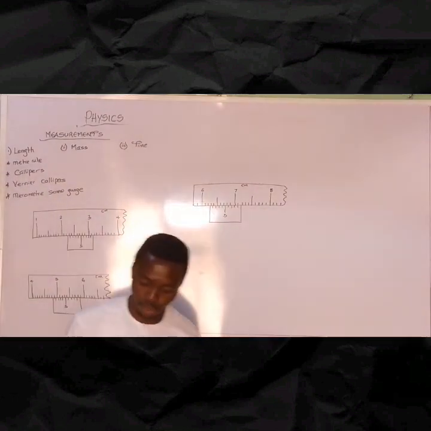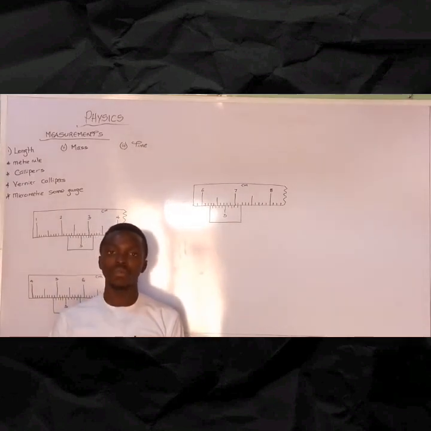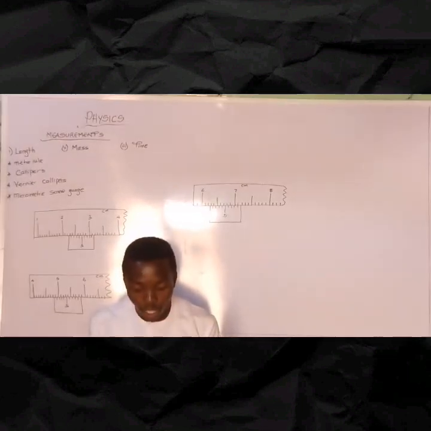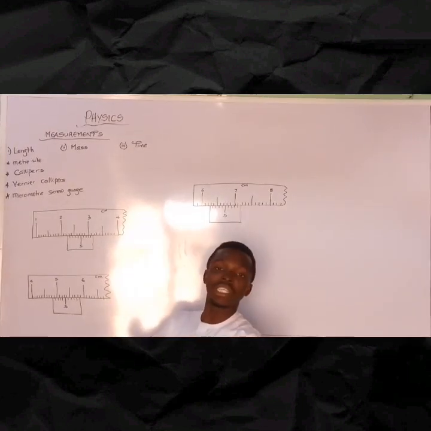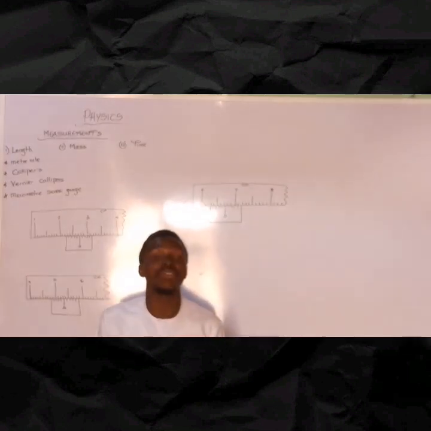One of the things you need to understand is what they call parallax error. Anything that has graduation, you must avoid parallax error. What does parallax error mean? Whenever you want to read a measurement, you put your eyes directly above it. You don't stand at an angle and read. No, put your eyes directly above it and read. That's how you avoid parallax error.